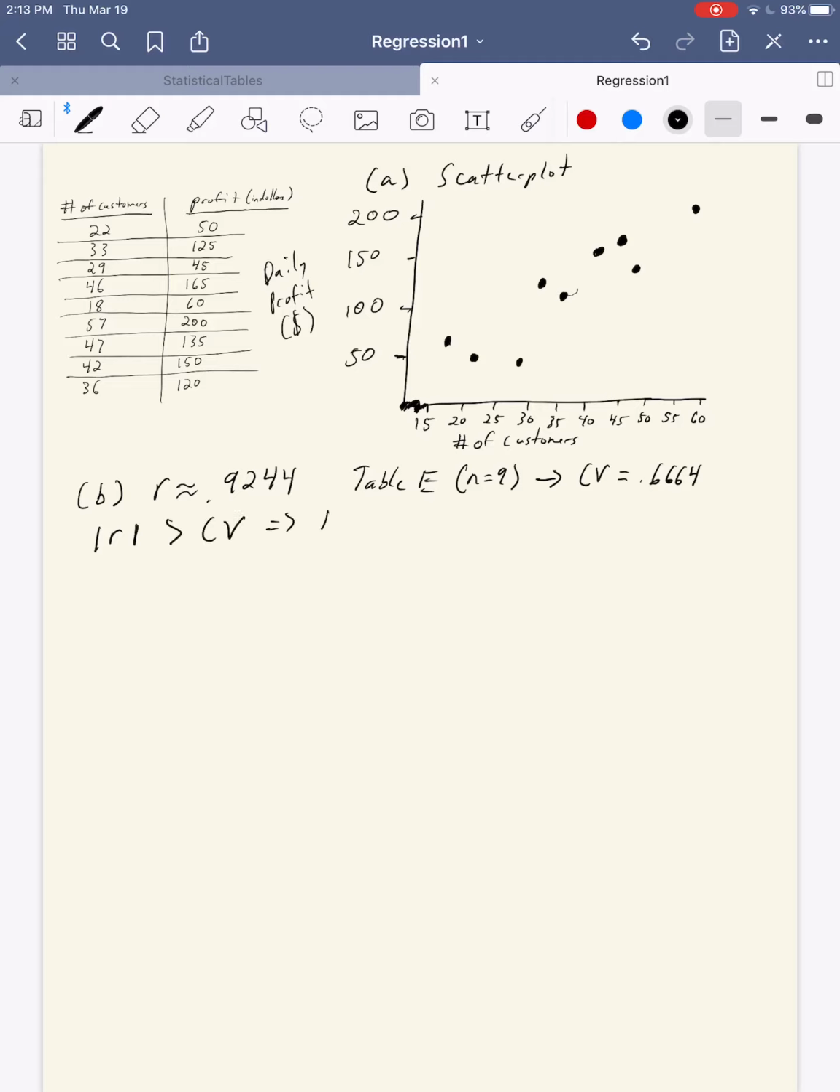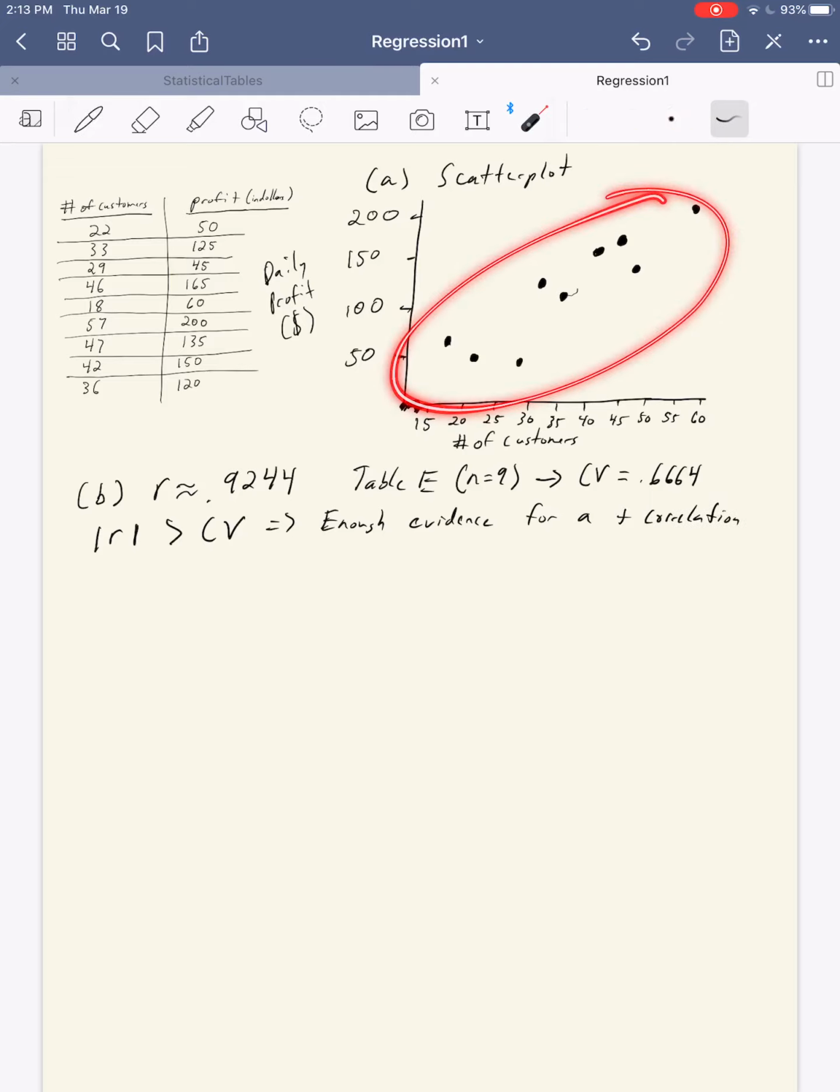So this tells us that there is enough evidence for a positive correlation. So in other words, this pattern that we're seeing here really is a strong enough pattern to believe that the number of customers you're getting really does tell us about that daily profit that you'll be making that day. All right, the next thing we wanted to do was get that LSR.